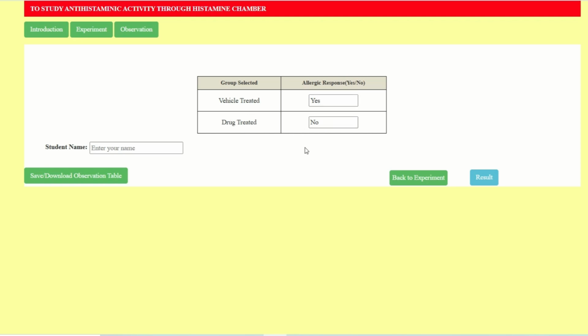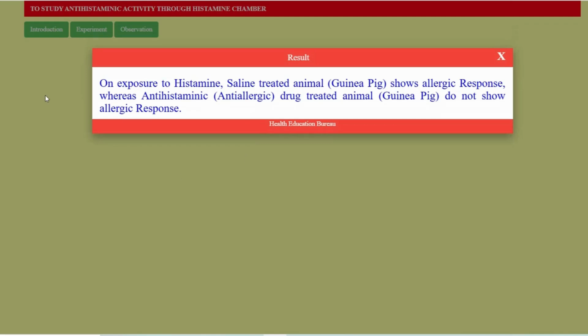So now we will see the results. On exposure to histamine, saline treated guinea pigs show allergic response, whereas antihistaminic anti-allergic drug treated guinea pigs do not show allergic response. So this was the experiment. This experiment is very short.